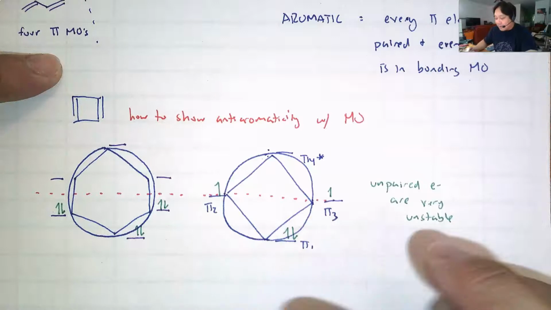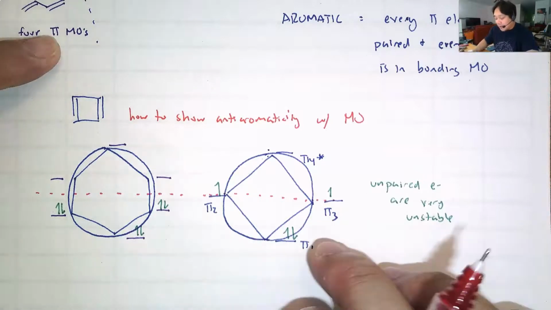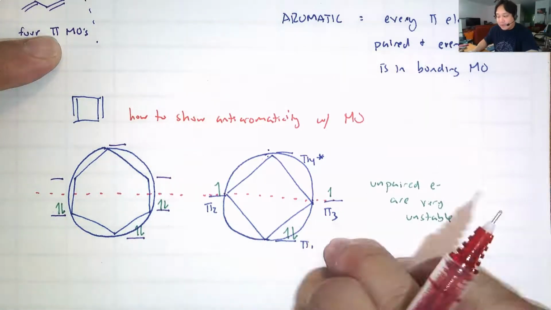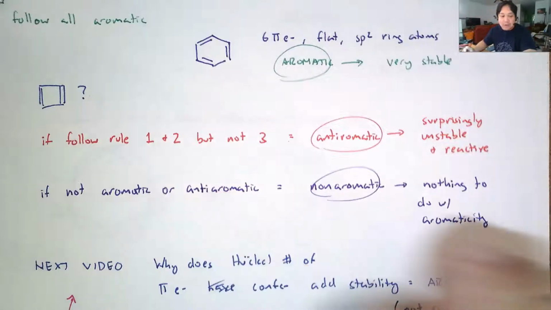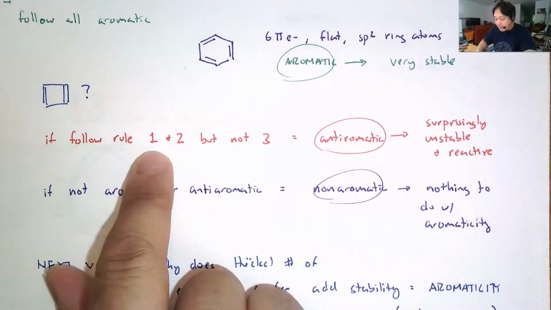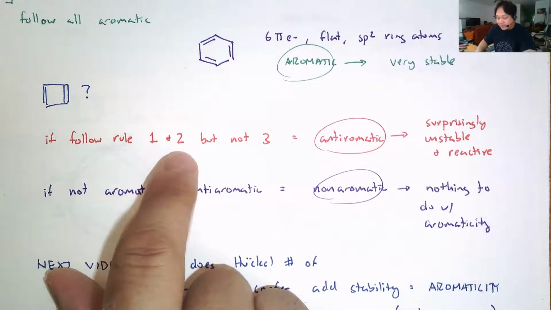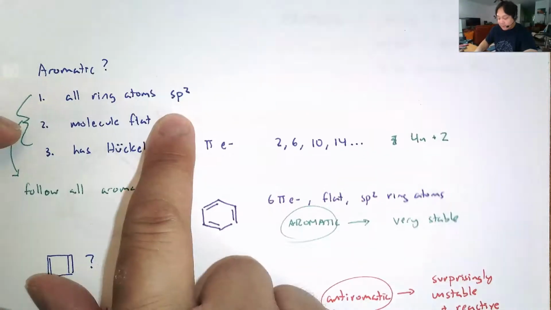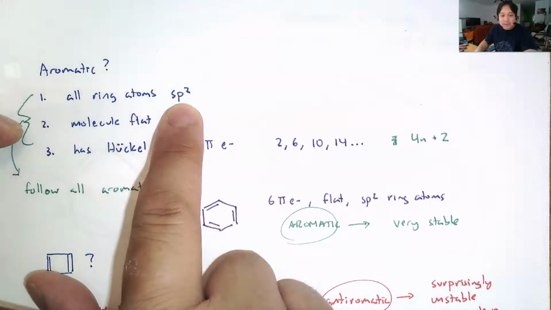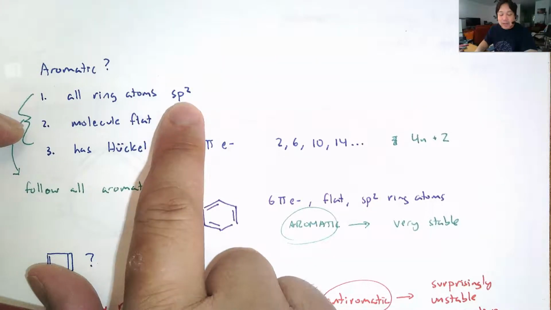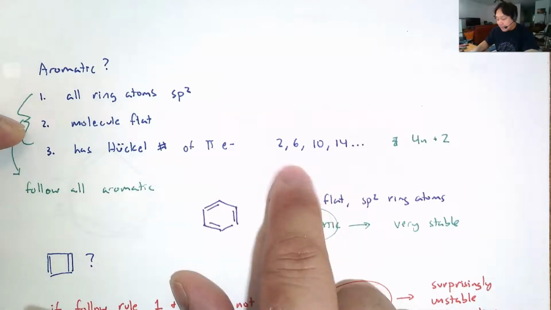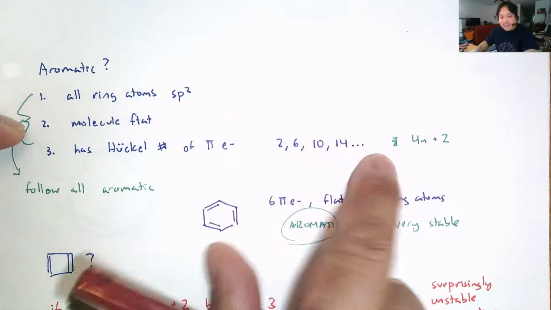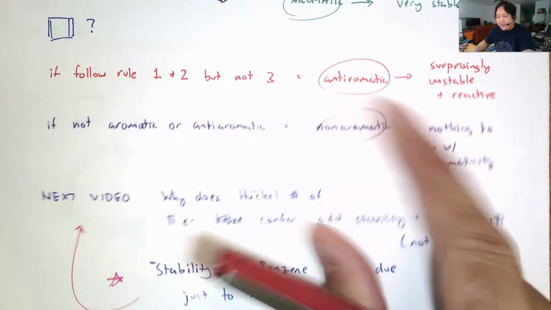We could show it by cartoon or by frost circle, but really it's anti-aromatic because of our rules that we went over in video 1. It is flat. That's actually rule number 2. It has all sp2 carbons or sp2 atoms. It doesn't have to be carbon. But now I have 4 pi electrons, not 2, 6, 10, 14, etc. That's anti-aromatic.